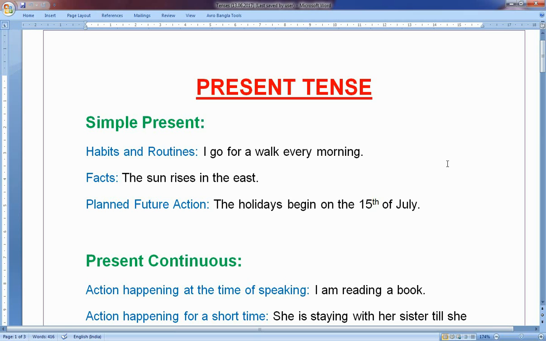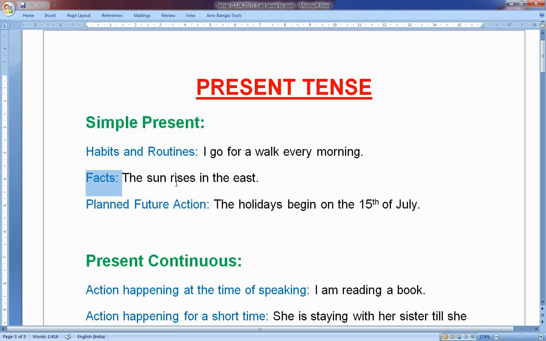The present tense. As the name suggests, the present tense talks about the present time, that is now, and has been divided into four subparts. The first one is the simple present. The simple present denotes three kinds of actions: habits and routines, facts, and planned future action. Habits and routines means things that we do every single day of our life. Example, I go for a walk every morning.